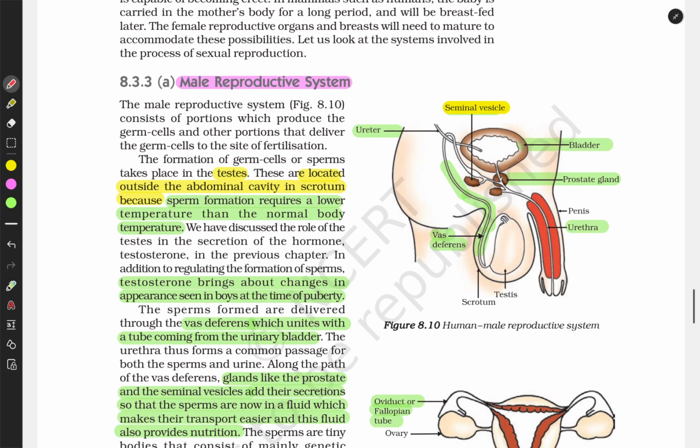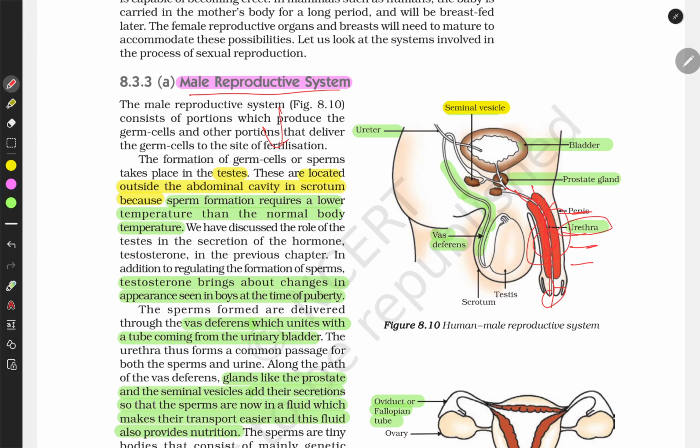So let us study the male reproductive organs. Before reading this, let us see the picture. This is the urethra. This is the only passage for both sperm and urine, and this is called the penis. The penis gets erected when there is increased blood flow, and in case of no blood flow, it relaxes and becomes soft.